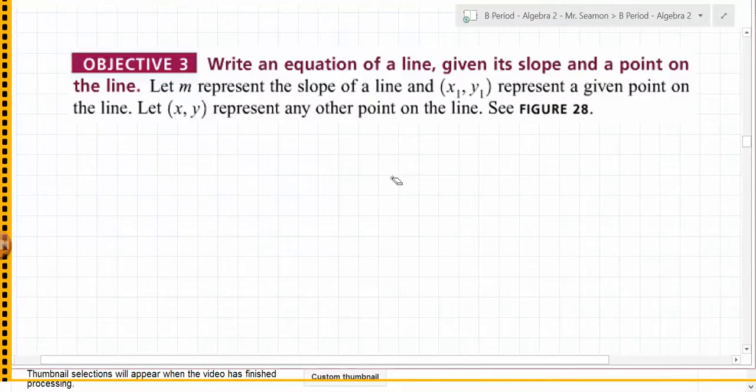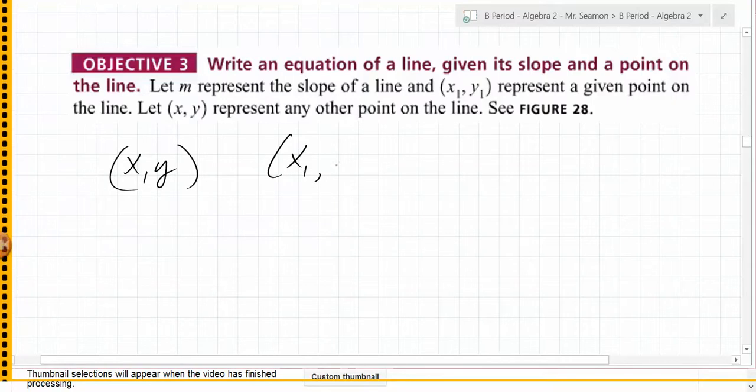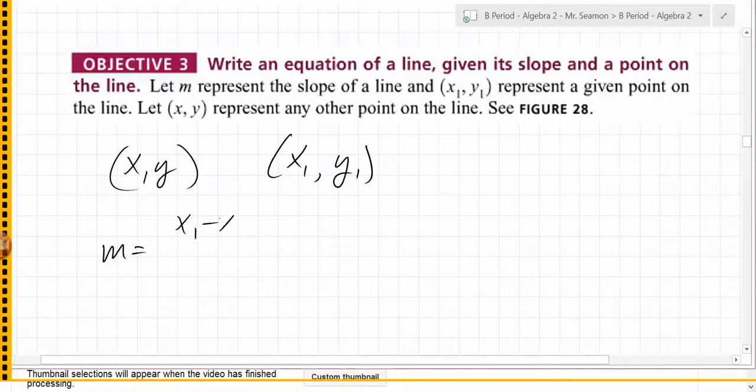Let's say one of the points is x, y, and the other point is x1, y1. I'm just labeling it different. Kelly, can you tell me what the slope is if those are the 2 points? X1 minus x over y1 minus y. Excellent.